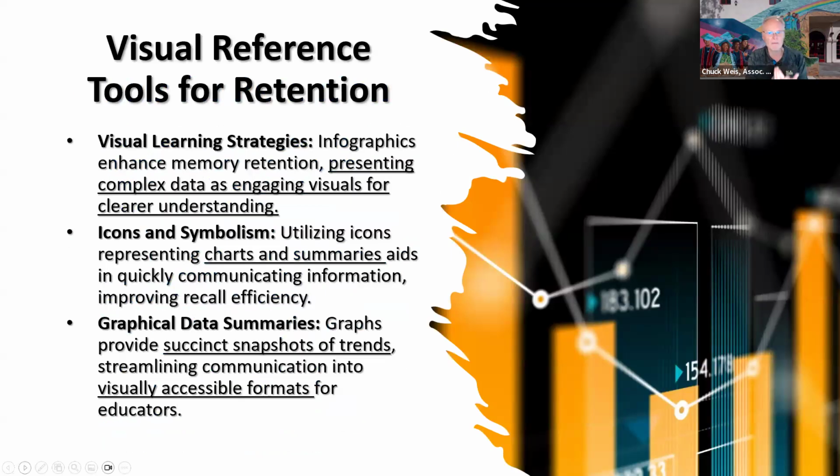So he points out that we're at a great time in history where infographics are available to help us present complex data with engaging visuals for clearer understanding. Charts and summaries, which we would call tables and figures, help people quickly communicate information and improve recall and efficiency. And then graphic summaries, succinct snapshots of trends in visually accessible formats, help people understand the data that they're looking at. So there's a great opportunity now to help people use data to make data-based decisions.